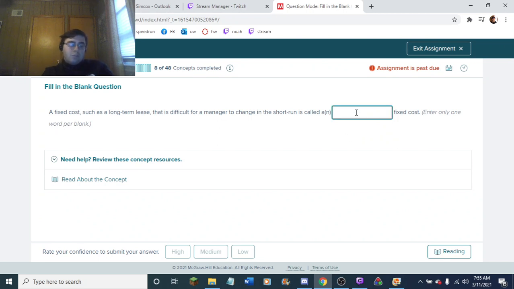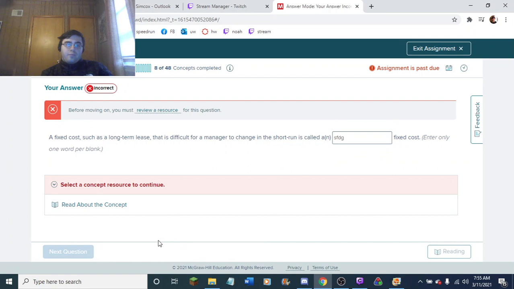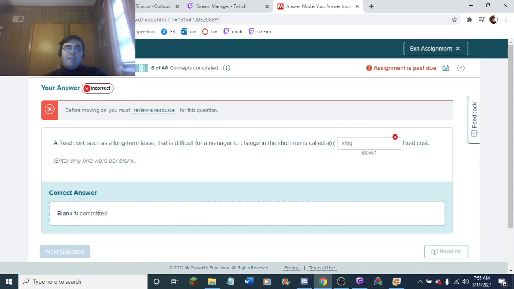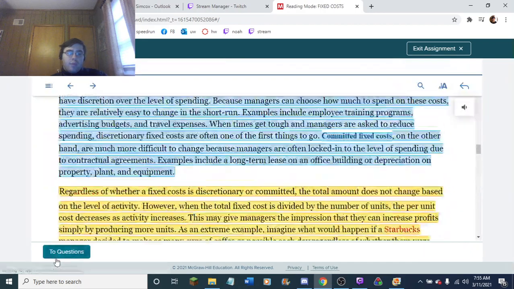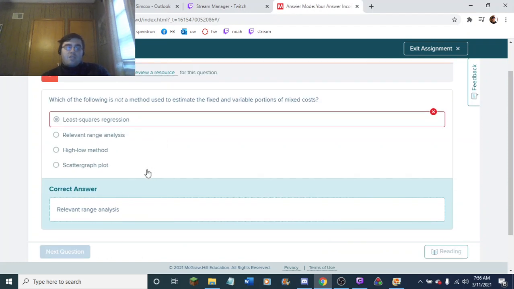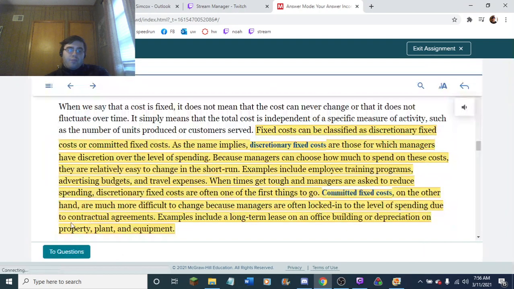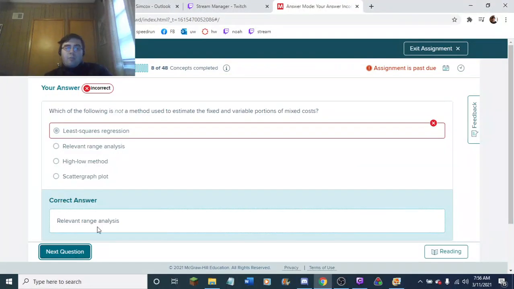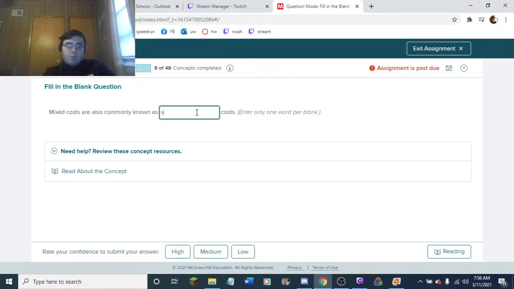So, I totally forgot what this is. There's discretionary, and I forgot. It's actually committed. Committed fixed cost. Okay. I don't know. So the answer is relevant range analysis. Basically, they use least squares regression, high-low method, and scatter graph plots, but they do not use relevant range analysis. Yeah, this is how you learn information without reading the textbook. Semi-variable.